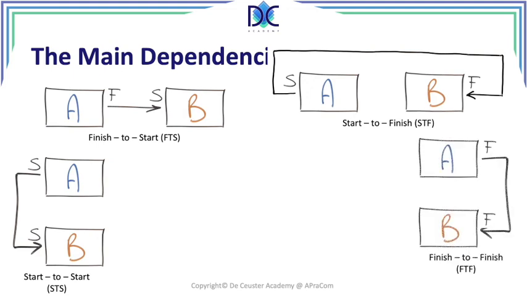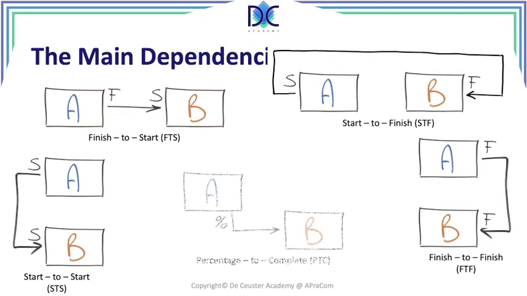We have finish to finish. So when A is finishing, B can also finish, not before. And finally, we have a percentage to complete. So when A is completed for a certain percentage, then we can start with activity B. This is typically used when we do fast tracking.